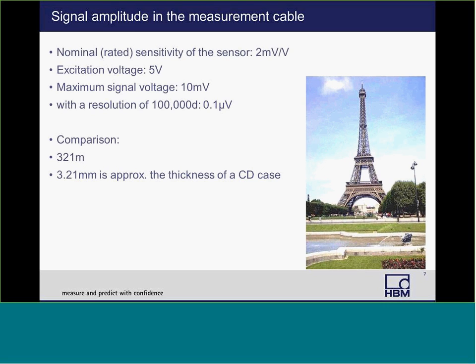If we compare that 0.1 microvolts to the 10 millivolts, it would be similar to comparing the thickness of a TV case, which is 3.2 millimeters, to the height of the Eiffel Tower, 320 meters. So you can see that we can resolve a very small signal, and of course a small amount of noise could override that. So this is where noise becomes very important.